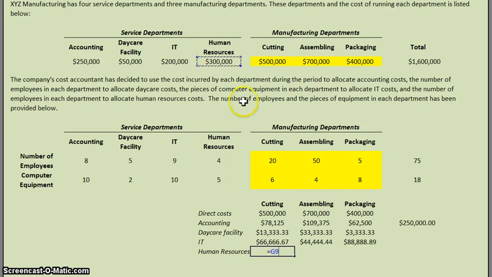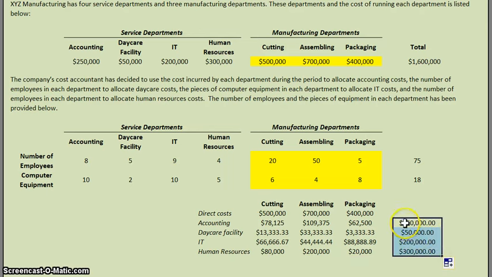All right, human resources is going to use the number of employees as well. So $300,000 times 20 divided by 75. Again, $300,000, they're going to get 50 of the 75, and $300,000, they're going to get 5 of the 75, so they should have a smaller amount. There we go. Now let's just check those totals, make sure that they add up to what we would expect. All right, 250,000, 50,000, 200,000, 300,000. Good, so we're fully allocated out.